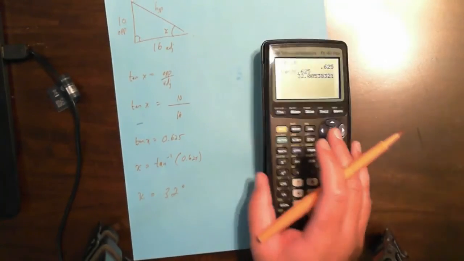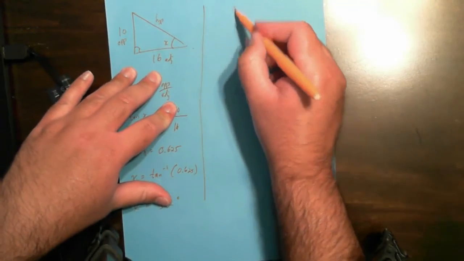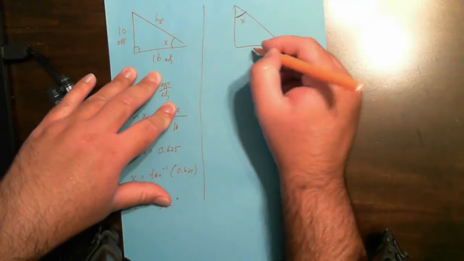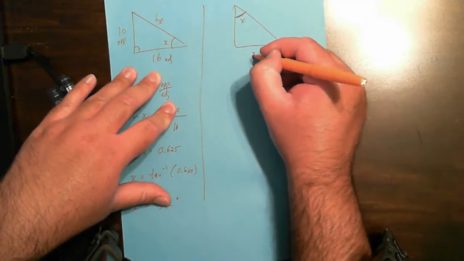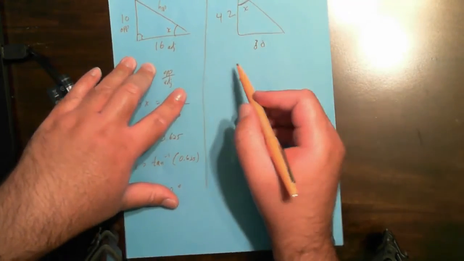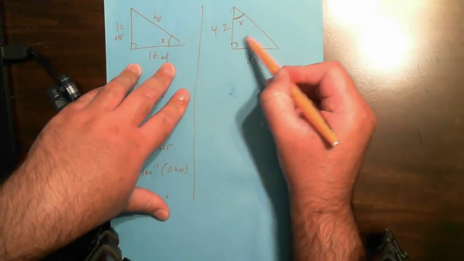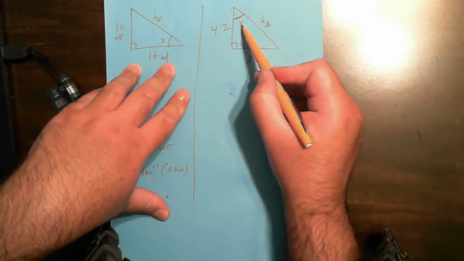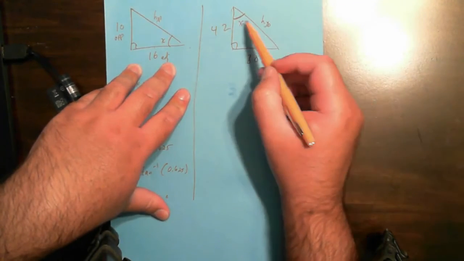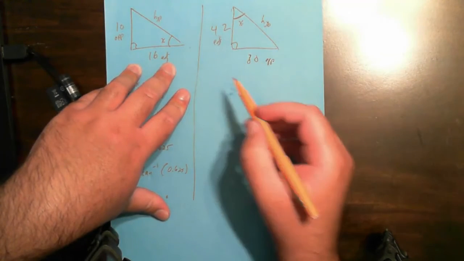Okay? Let's do one more really quickly. A second example. Let's say we want to find this one up here, and we've got 30 and 42. Okay, so now I again start by labeling my triangle. This is my right angle. My hypotenuse is over here. My angle that I'm looking for is here. That makes this down here the opposite. This side that's next to the angle is the adjacent side.